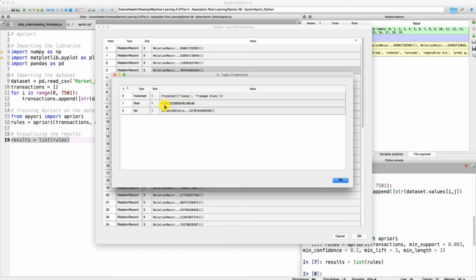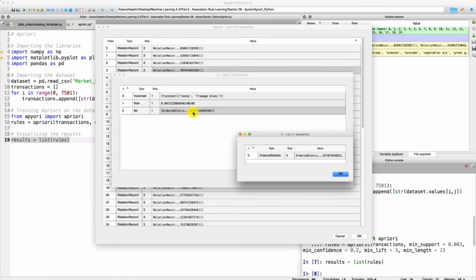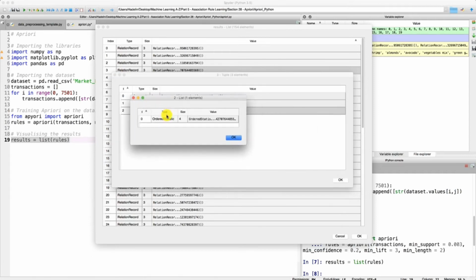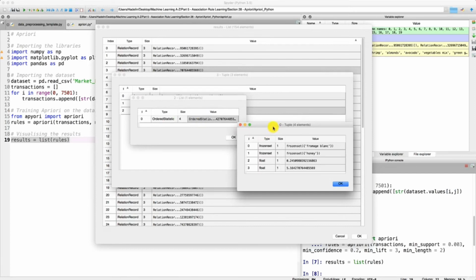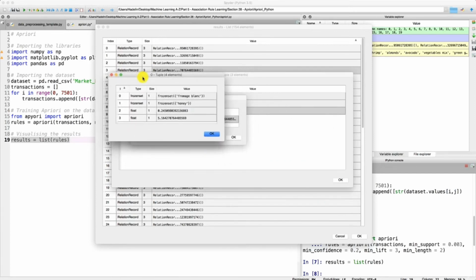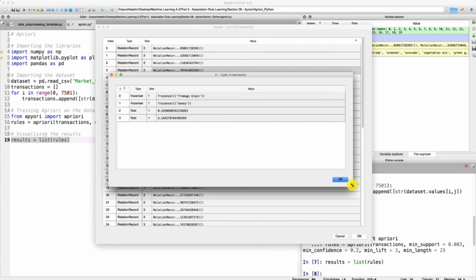Alright, so we have a support of 0.003, which means that this set of products is present in 0.3% of the transactions. And now let's get some info about the confidence and the lift. So let's double click on it again. And here it is. Alright, so let's say it all at once. If French people in the south of France buy fromage blanc, then they have 25% chance of buying honey.